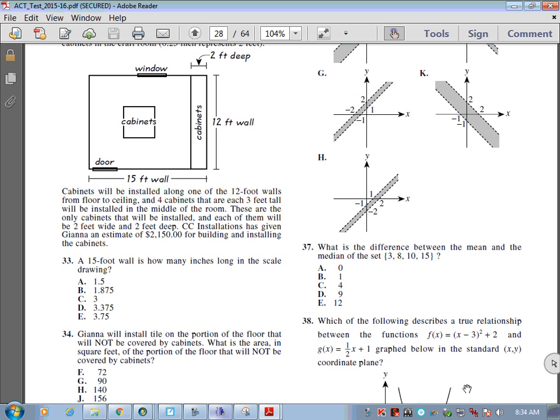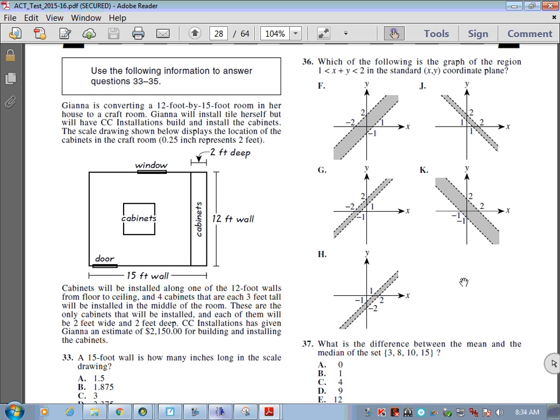Okay, what about this side, 36 through 38? 36 through 38? 36 and 38?